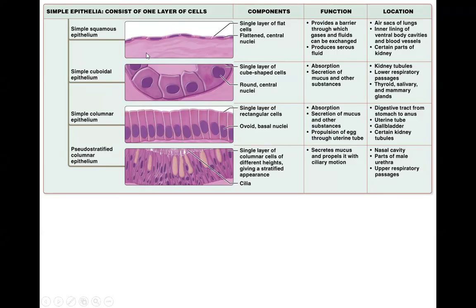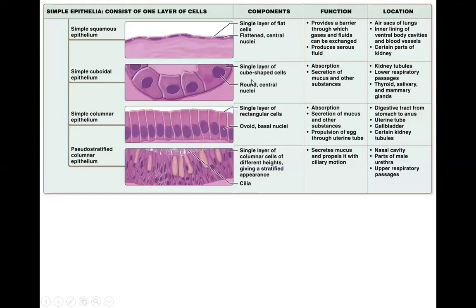The simple squamous is a single layer of flattened cells, and it provides a barrier through which gases and fluids can be exchanged, and it produces serous fluid. The locations are the air sacs of the lungs, the inner lining of the ventral body cavities, the blood vessels, and certain parts of the kidney. That's simple squamous.